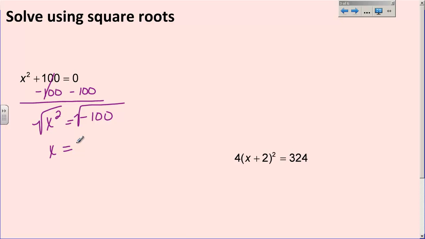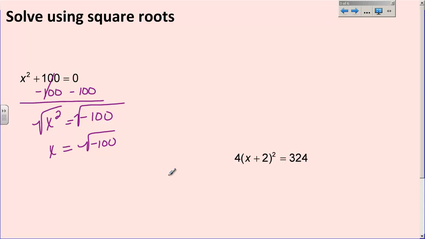10 times 10 is 100. Negative 10 times negative 10 is still 100. And if I switch it and I do 10 times negative 10, those aren't the same number. So there is just not a number times itself that will give me negative 100. So this I cannot do. Okay, so I have x is equal to the square root of negative 100, which is something I cannot solve.